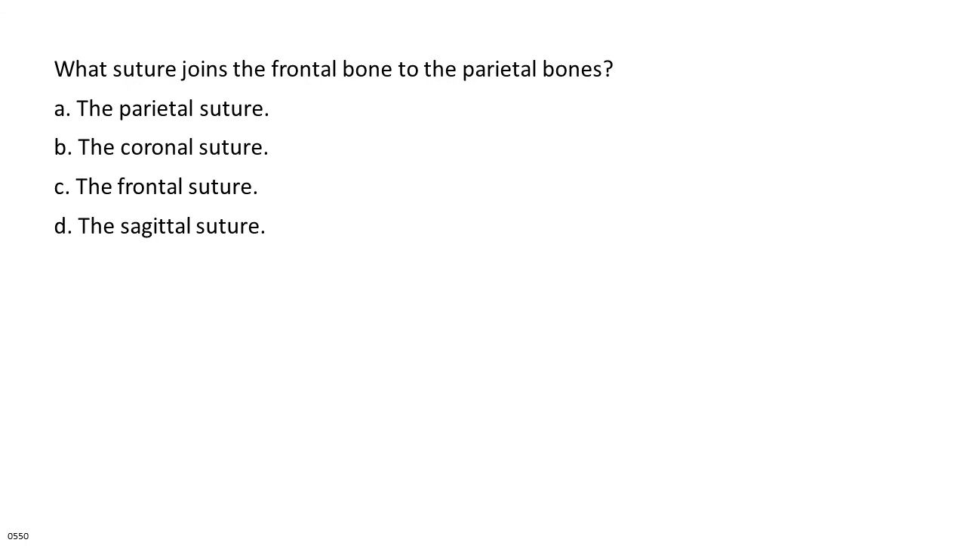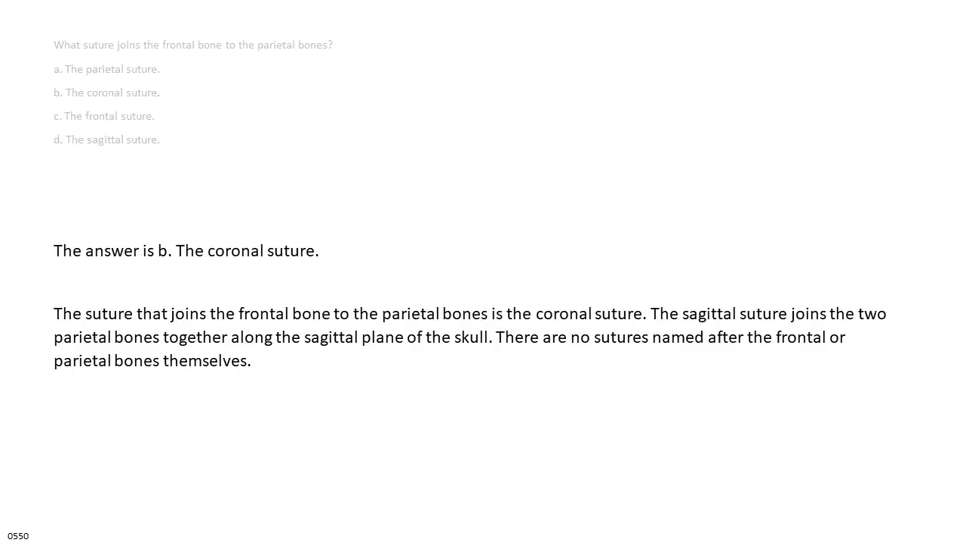What suture joins the frontal bone to the parietal bones? A. The parietal suture. B. The coronal suture. C. The frontal suture. D. The sagittal suture. The answer is B. The coronal suture.